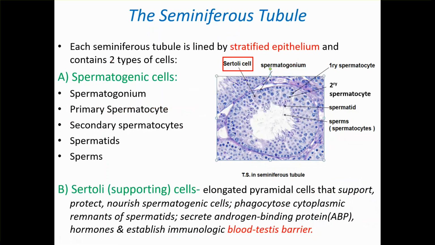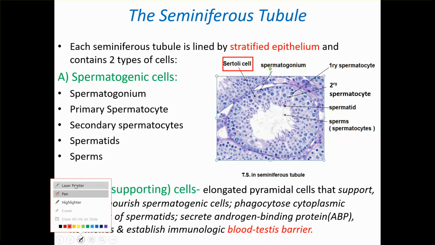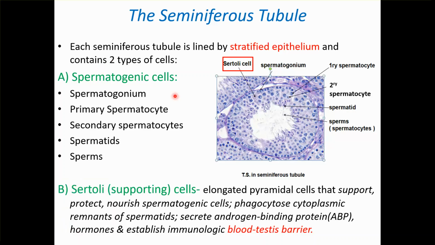Moving on, you can see a section of the seminiferous tubule. Each seminiferous tubule is lined by stratified epithelium. There are two types of cells: the spermatogenic cells and the Sertoli cells, which are the supporting cells. The spermatogenic cells start with the spermatogonium. In this section, towards the base is the spermatogonium cells.